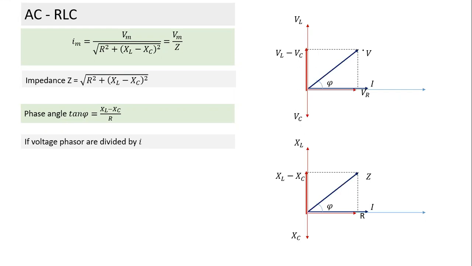So if we divide voltage by I, it becomes Z. And if we divide VR by amplitude of current, it becomes R. So in this case, whatever phasor we have for voltage, if we divide by amplitude of current, we get the phasor of resistance, reactance and impedance.